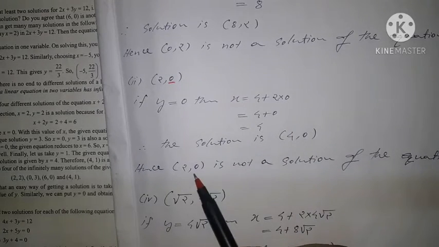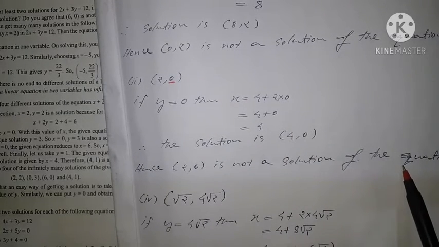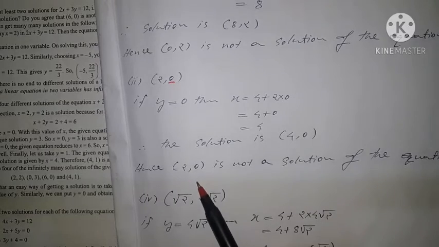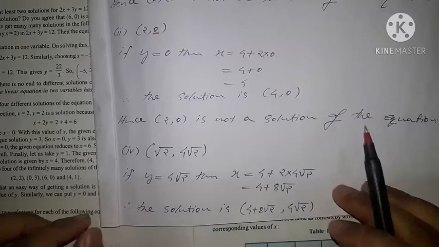So hence (2, 0) is not a solution of the equation. We got (4, 0), but in the question it is given as (2, 0), therefore (2, 0) is not a solution of the equation.